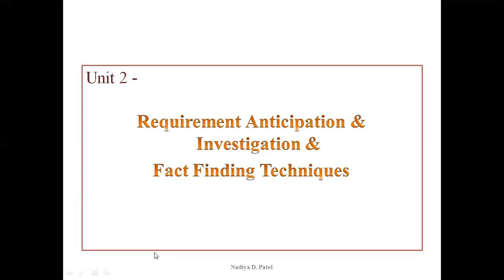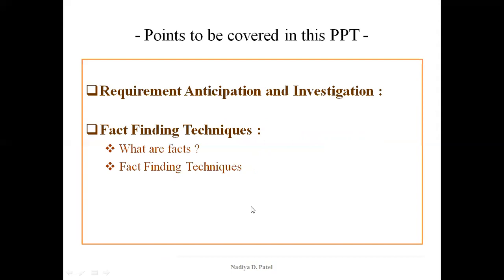So the very first point in our second unit is requirement anticipation and investigation, and the very next point, which is completely dependent on the previous one, is fact finding techniques. So the points we are going to discuss in this lecture are requirement anticipation and investigation, and the second point, fact finding techniques. Under fact finding techniques we will be elaborating what exactly facts are, and will study in detail what different fact finding techniques are.